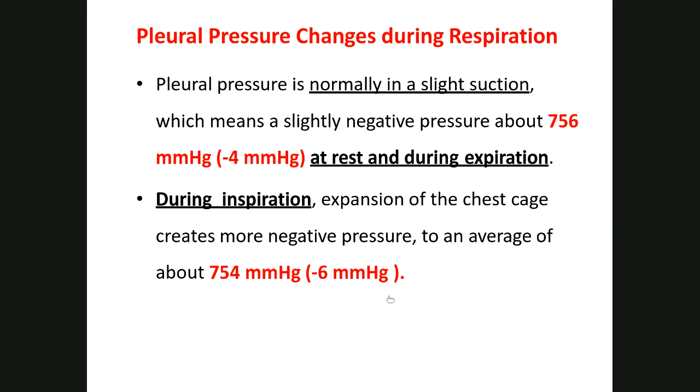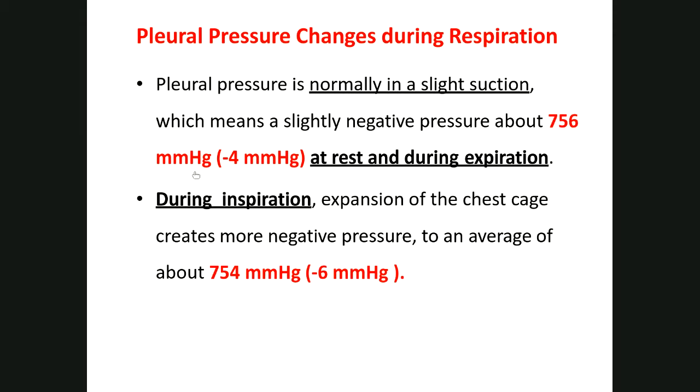So as we mentioned before, the pressure inside the pleural space is always negative. Pleural pressure is normally in suction, and that means it's always lower than the atmospheric pressure. Atmospheric pressure is 760, so the level of that pressure at rest, if we are not breathing, or during expiration, is -4. That's the highest level it could reach, which is negative.